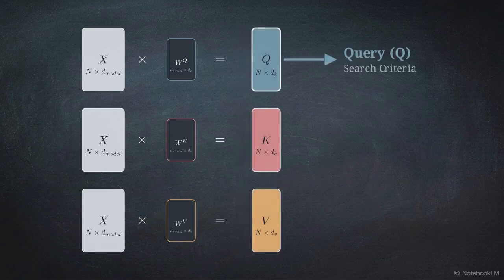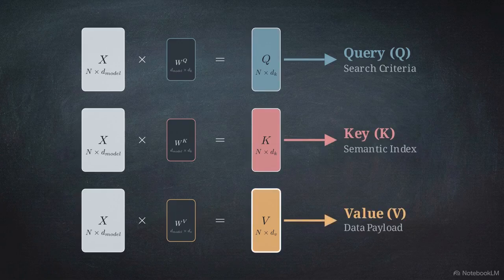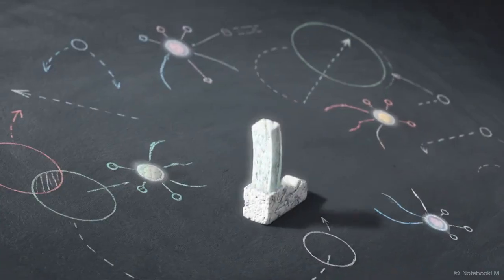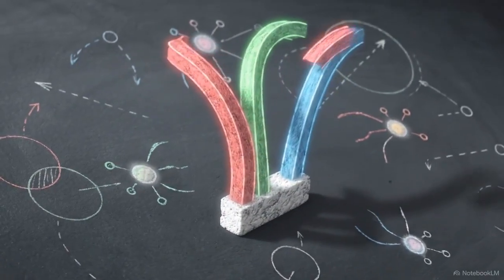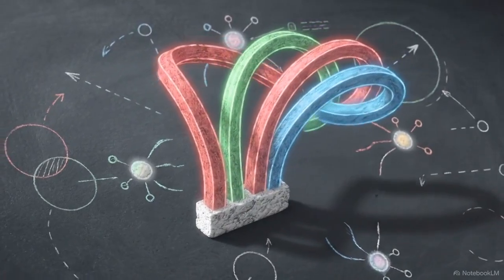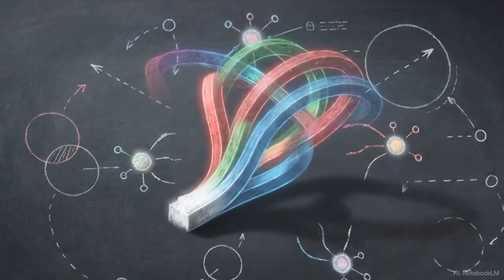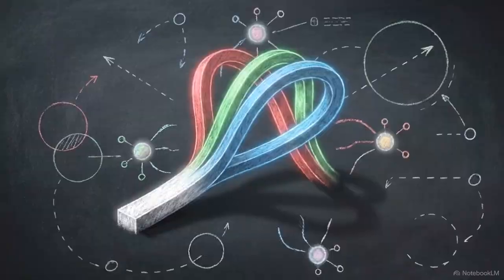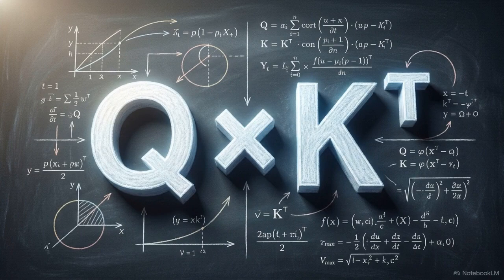The query matrix represents what a token looks for. The key matrix is a semantic index. The value matrix holds the raw data payload. Because Q, K, and V are linear projections of the exact same input tensor, the network queries its own data. This defines self-attention. The first step of the attention equation computes the interaction between the queries and the keys via the QK transpose dot product.